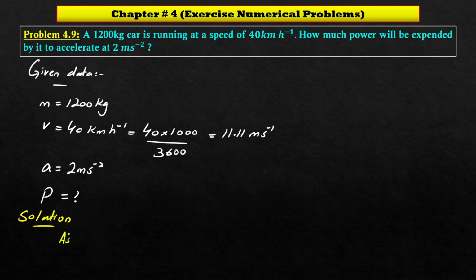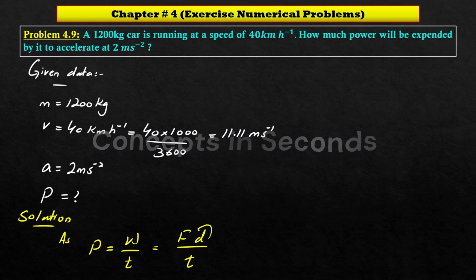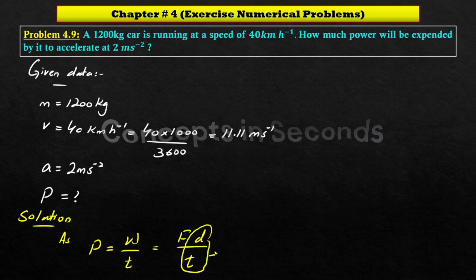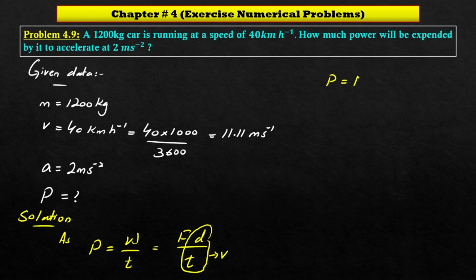The formula of power is equal to work over time, and work is equal to F dot D, divided by T, and here displacement over time is equal to velocity. So power is equal to F into V. According to Newton's second law of motion, F is equal to ma. By putting the values, P is equal to m a V.